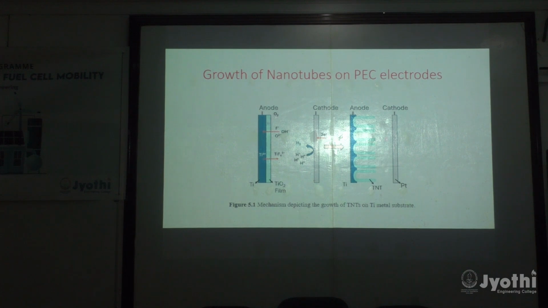Because the nanotubes are basically titanium dioxide only, but now this has a very large surface area. Nanotube means the diameter is of the order of nanometers, and for the volume that it has, it has a very large surface area. So once you have created nanotubes of large surface area, that really helps in the process of converting the photon energy into electricity.